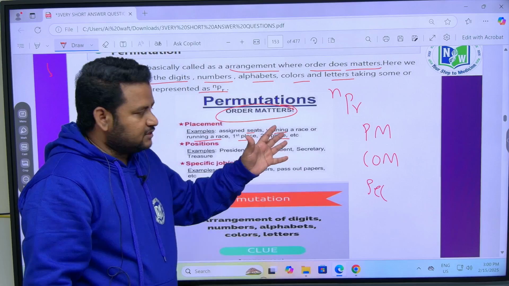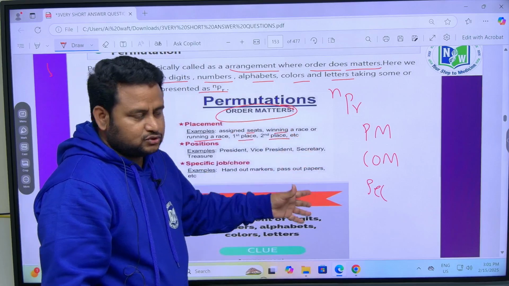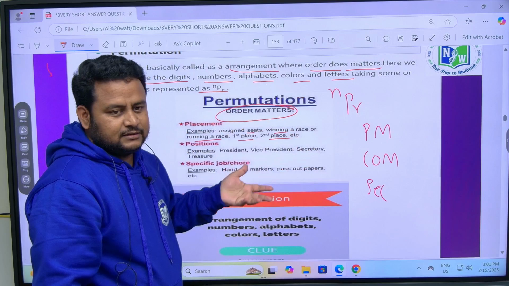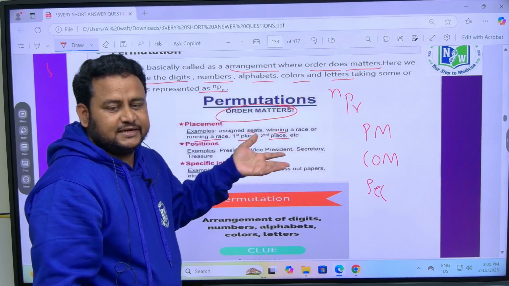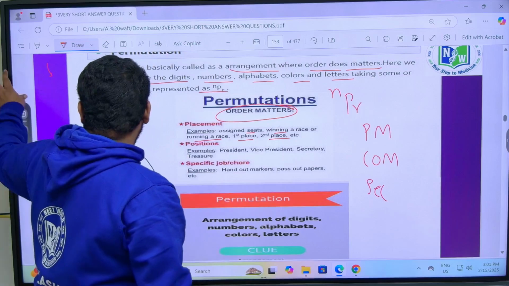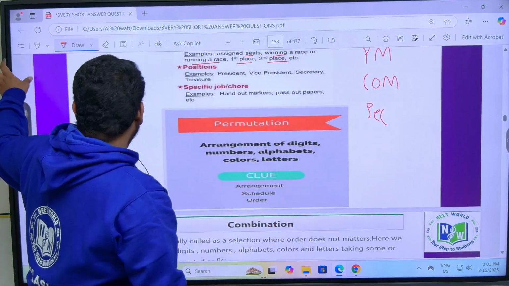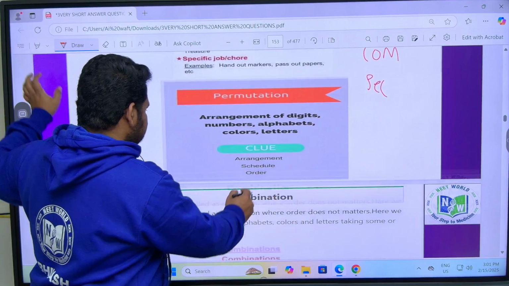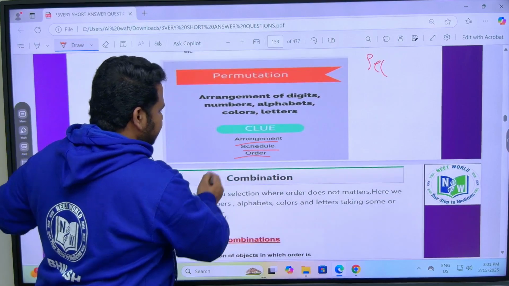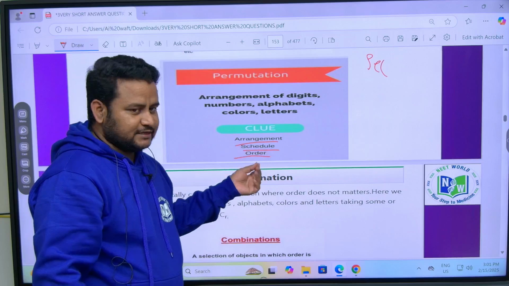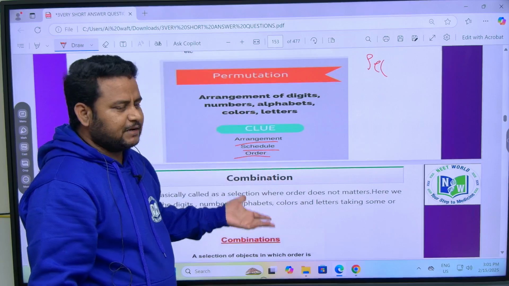Okay, specific jobs for specific positions. So that proper order, that proper orderly arrangement, itself is permutation, friends. You can see various examples based on that. Arrangement, scheduling, ordering, arranging something, scheduling something, ordering something, that is nothing but permutation, friends.